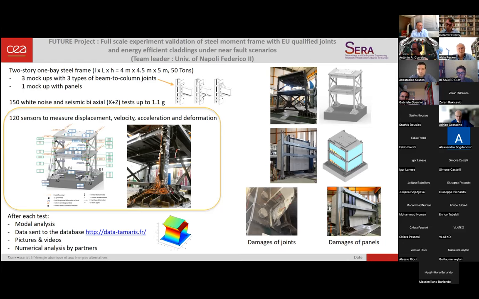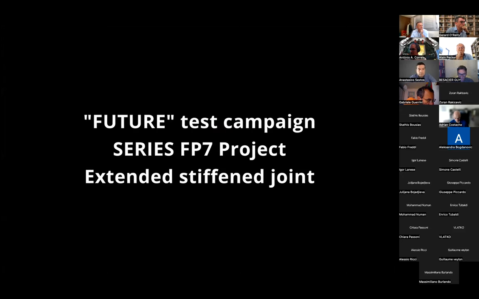Four different mock-ups were tested with different configurations of beam to column joints. And one of the specimens, as you can see in the pictures, had panels on the walls in order to test not the behavior of the frame, but how the panels behave during the test. So it was quite a heavy specimen. This is one example of a specimen we can test.